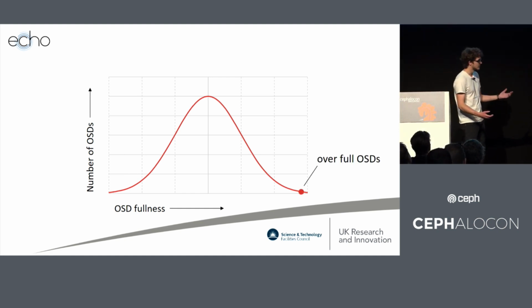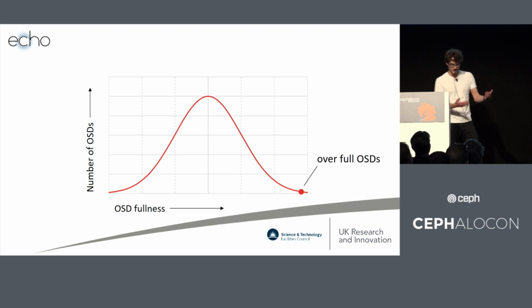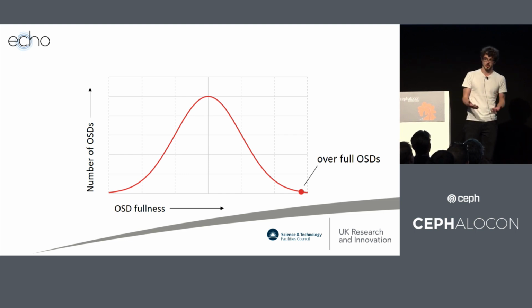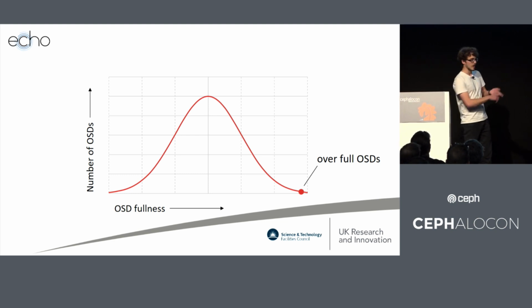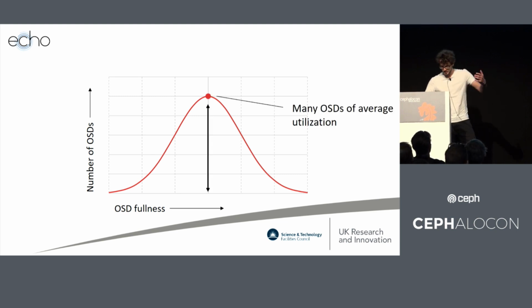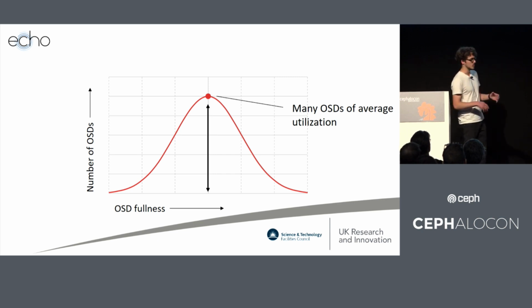And then on the other end, you've got your overfull ones. These are, as you would expect, the ones that have more placement groups than average. And as you put more data into your cluster, these ones are going to fill up first, and they're going to fill up fastest, and they're going to cause you problems first. So if you can't move data off these and bring them back into the average, they're going to control how full you can make your cluster. And then in the middle, you've got the OSDs that you wish all of your OSDs were like. Ideally, you want the center to be a nice big spike with very little spread.